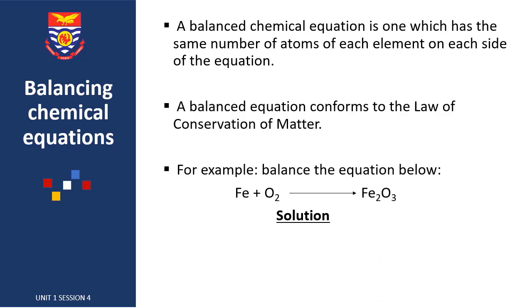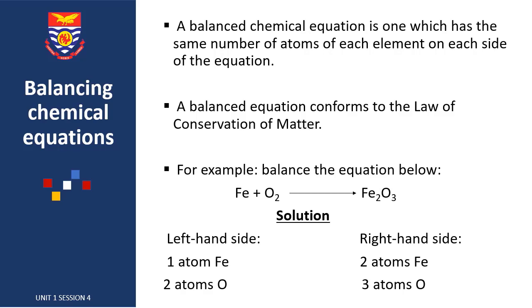So an example is what we have here, where iron combines with oxygen to form iron(III) oxide. This is an equation. How do we balance it? How do we ensure that we have conserved matter? So in balancing, let's look at the left side. What do we have there? How many atoms do we have there? The right side too, what do we have there?